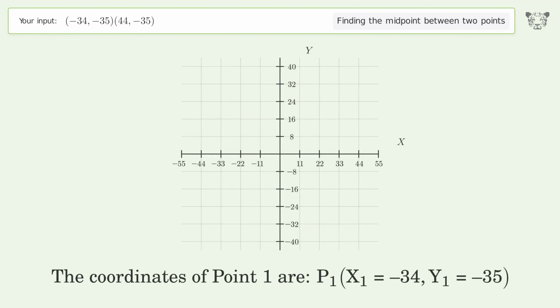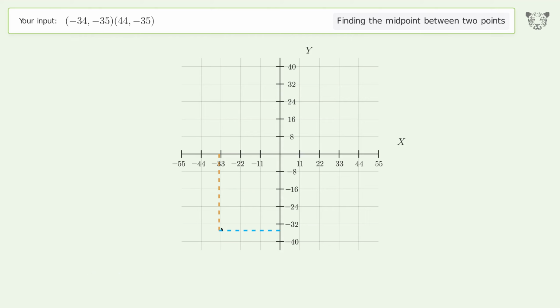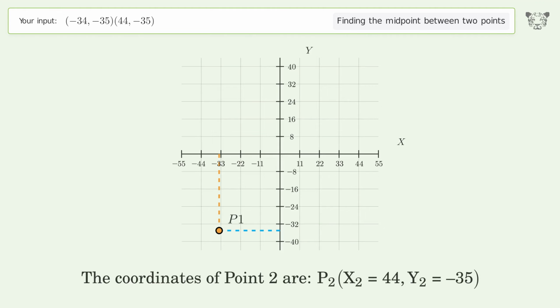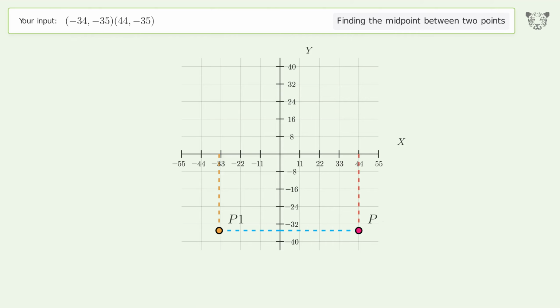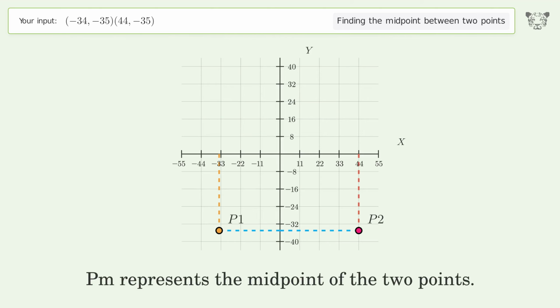The coordinates of point 1 are, x1 equals -34, y1 equals -35. The coordinates of point 2 are, x2 equals 44, y2 equals -35. PM represents the midpoint of the 2 points.